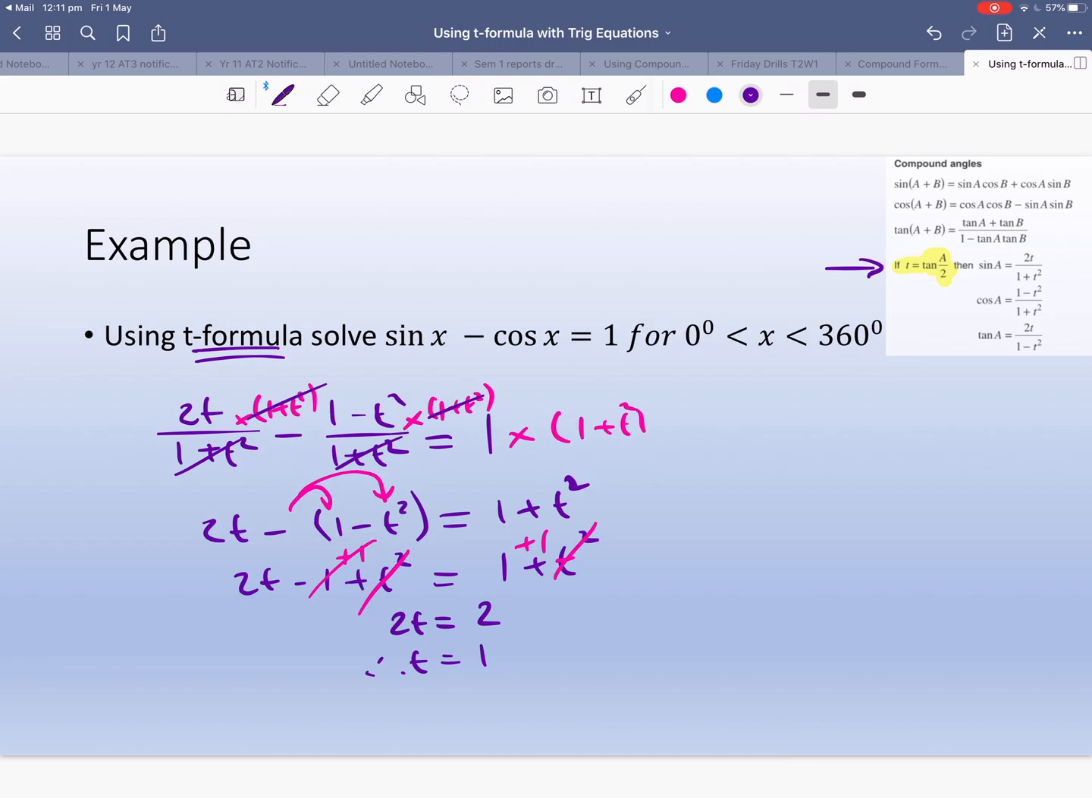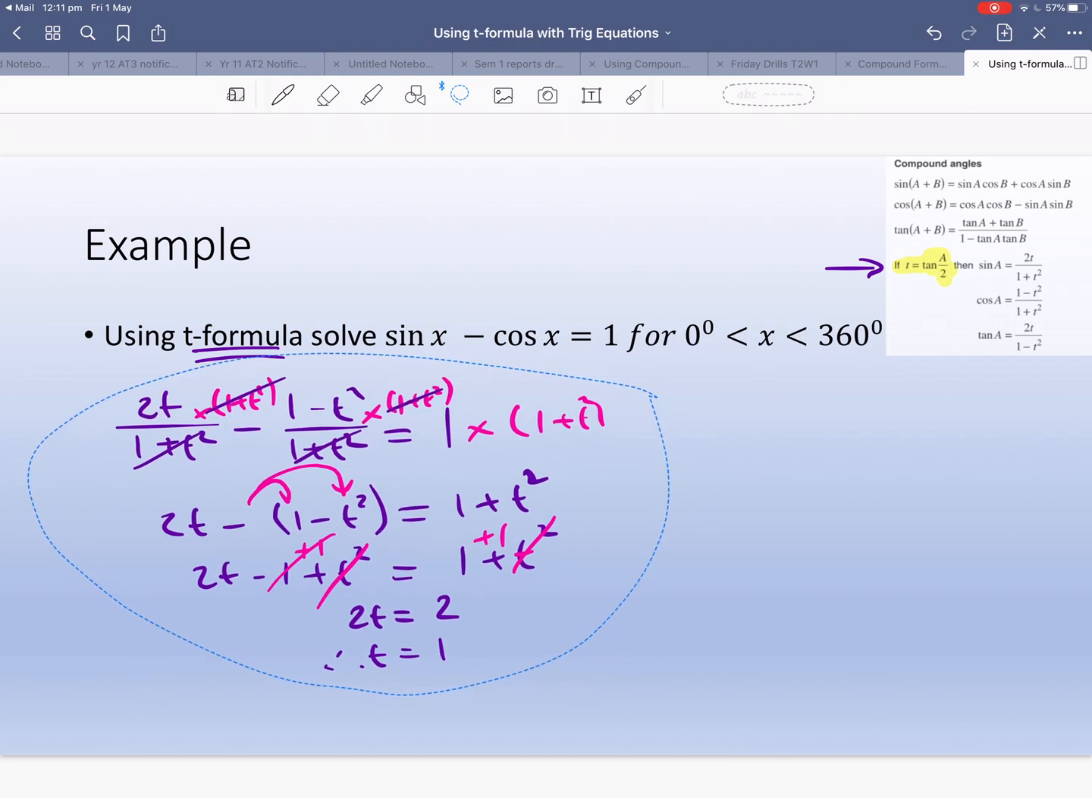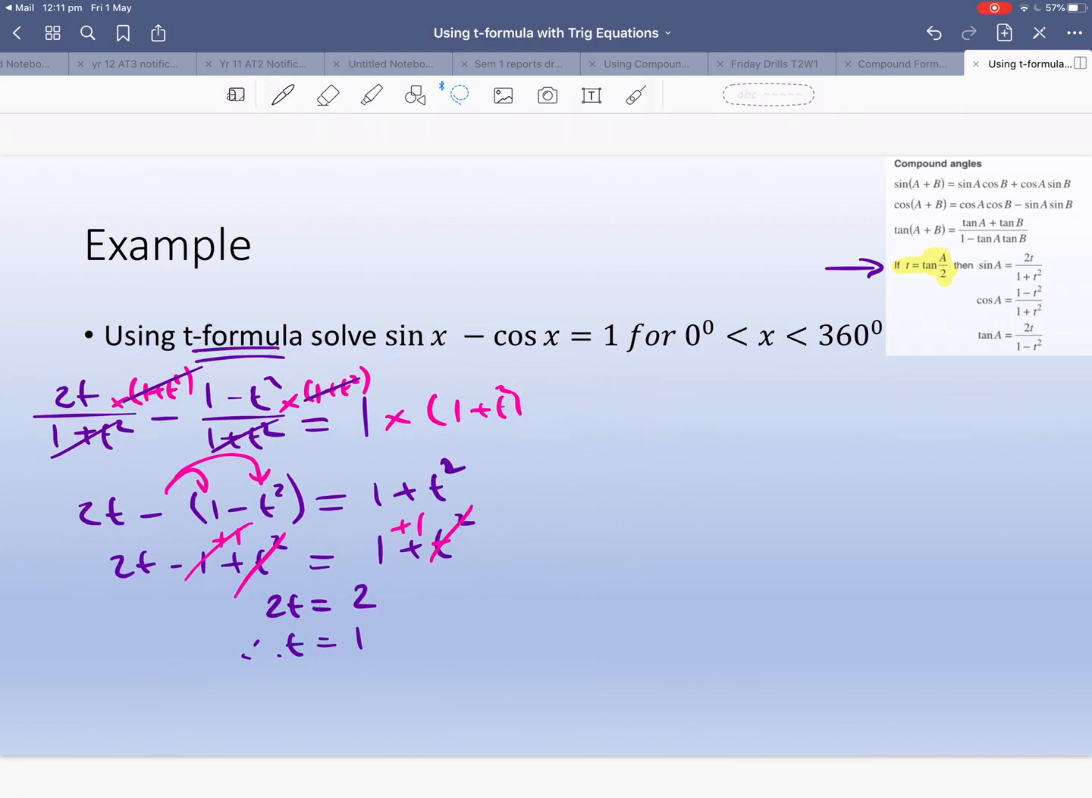Now it looks like we're at the solution, but remember, we're just using a form that helps us solve trig equations easier because we're really good at algebra. Okay, t is actually something, and it's here highlighted in yellow. So now I'm going to substitute that in. So I'm going to go tan x on 2, because I'm using x not A, is equal to 1.